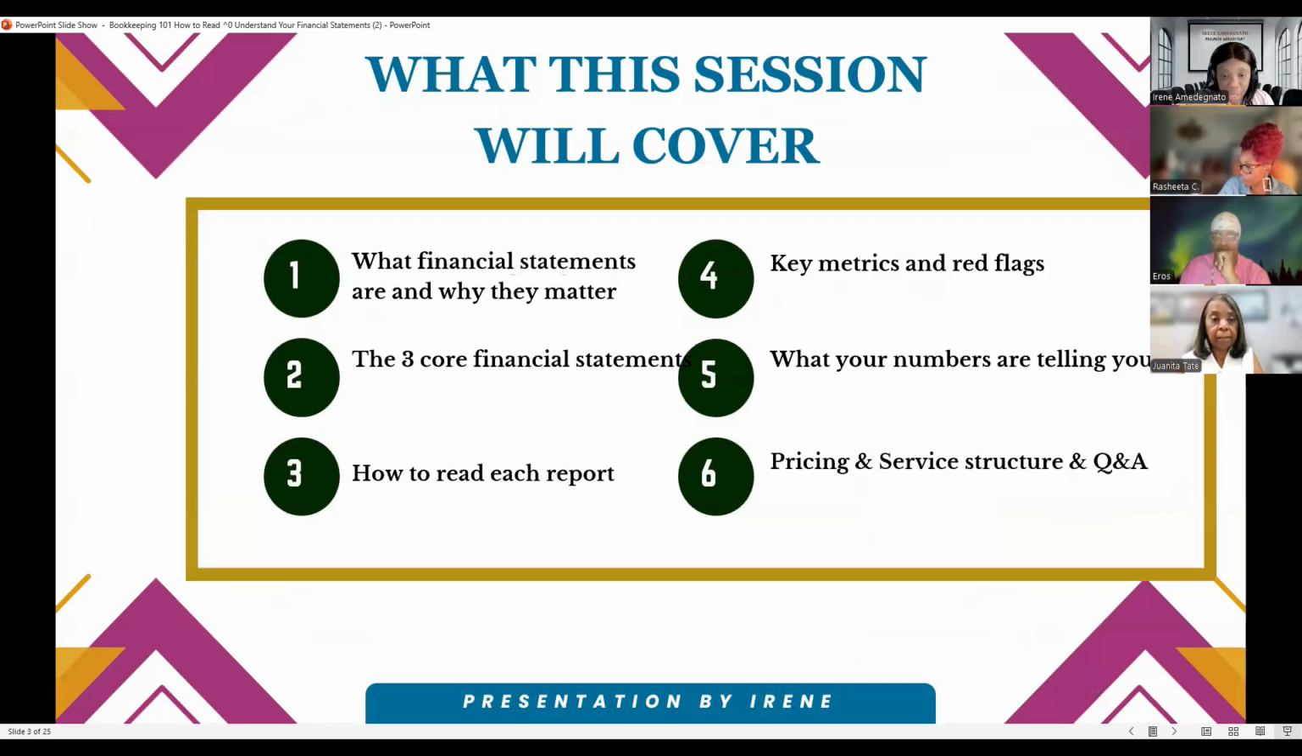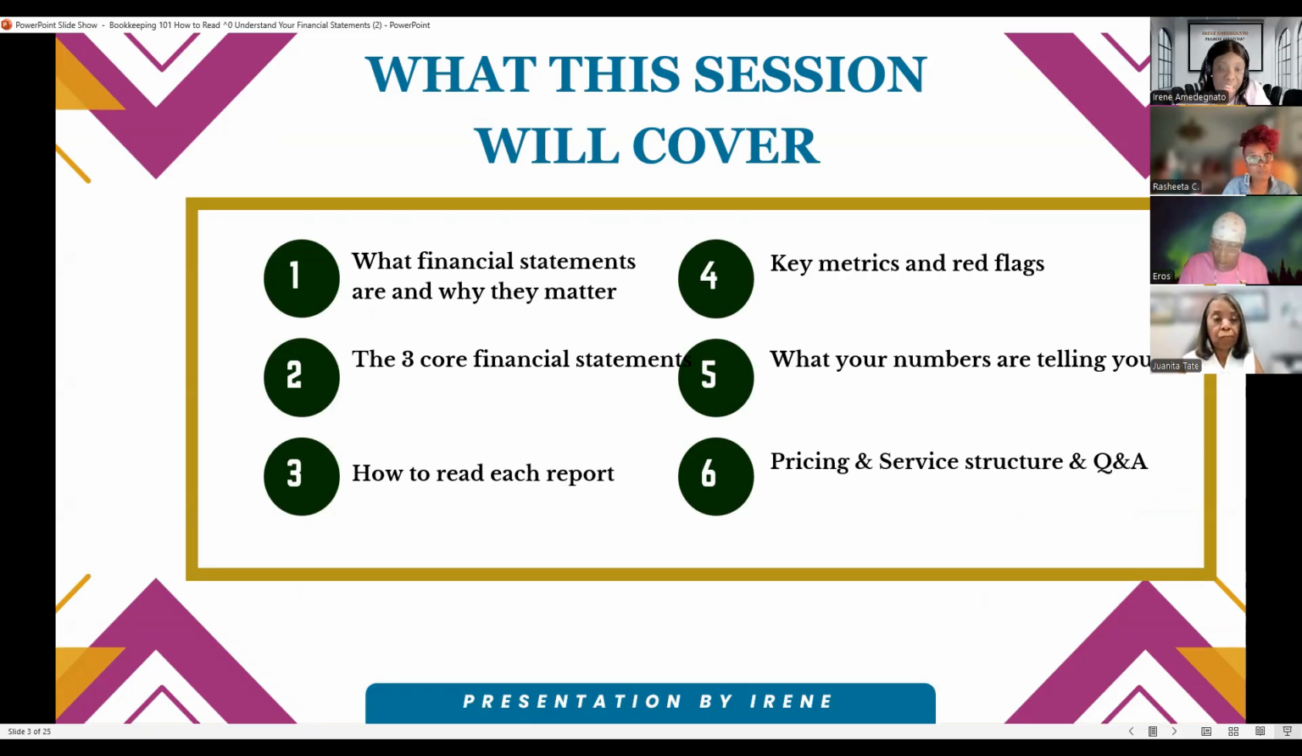So today's topic is how to read and understand your financial statements. As I said earlier, you have run your business or done your bookkeeping, and then you or your accountant present your financial statements. But if you are not able to read or understand them, there is a problem. That is the topic of today. Before I go into the agenda, please hold all questions until the end of the presentation, so we can start with the question and answer.